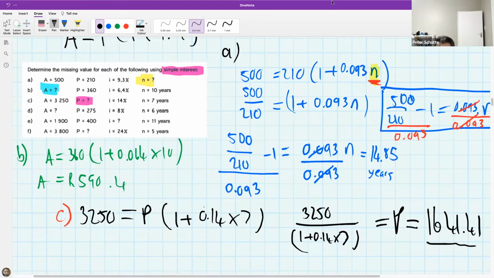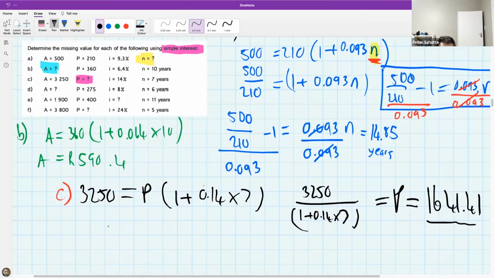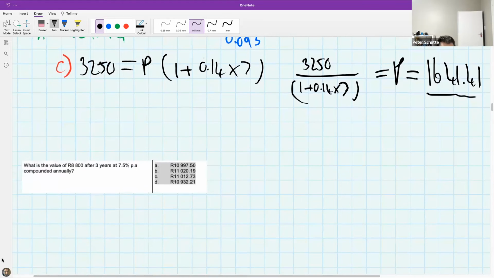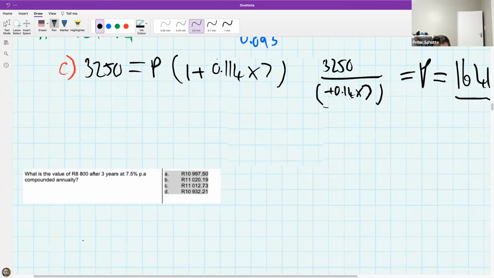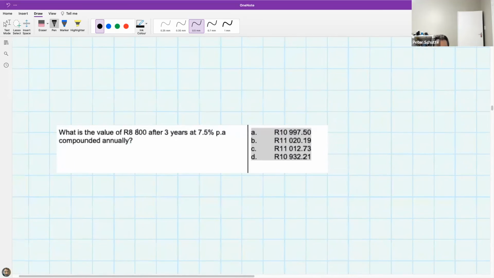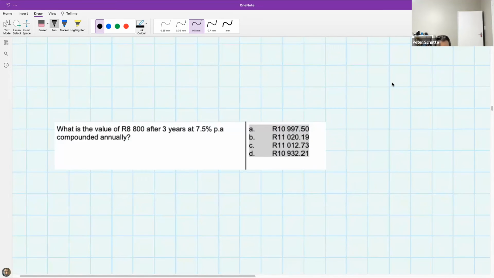Now, in the next lesson, but in the little bit of time that we have left, we're going to look at what happens if instead of compounding, so I'm actually going to leave this question out. We're going to go to a different one. So this is something that we would have done now. Actually, you know what? Let's do it. So I want to know, what is the value of 8,800 after 3 years at 7.5% per annum compounded annually?